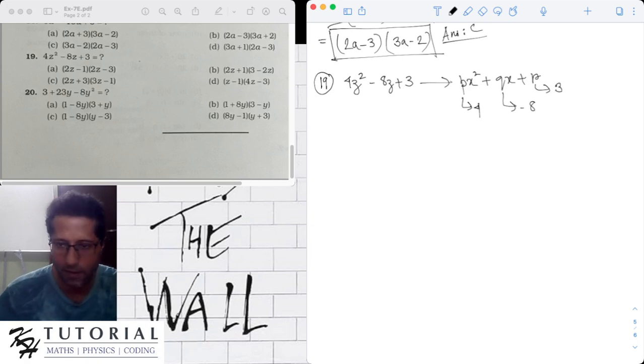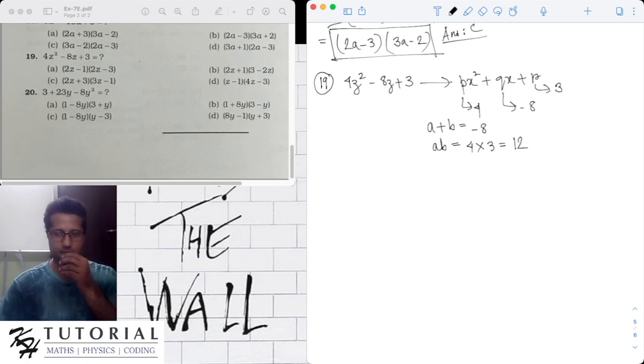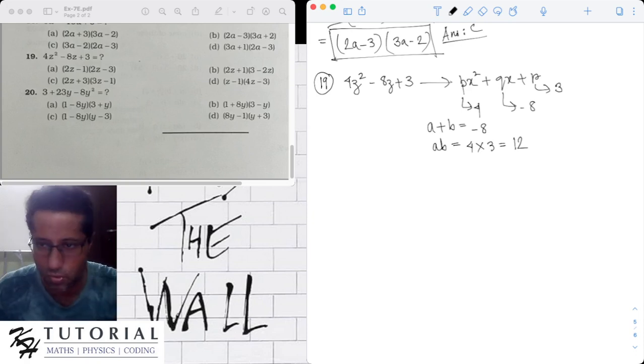So now we have to find a and b such that a plus b is equal to q, that is, a plus b is minus 8, and ab is equal to p into r, that is 4 into 3, which is 12. So we have to find a and b such that a plus b is minus 8 and ab is 12.